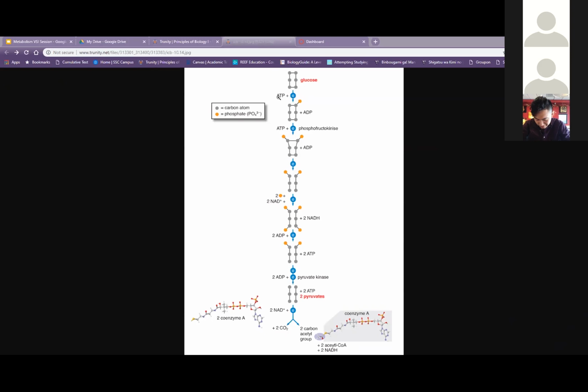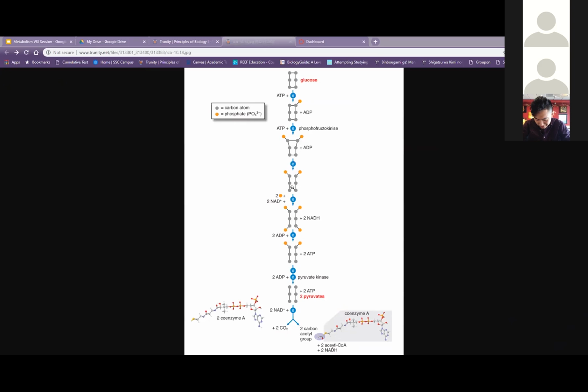As you can see here, 1 ATP is used to make the next intermediate, which is a 6-carbon molecule with a phosphate group attached to it, and the output is 1 ADP. In the next step, you use another ATP, and the enzyme PFK, we'll talk about it later, is basically responsible for homeostasis of your cell. The next intermediate is a 6-carbon molecule with 2 phosphate groups attached, and you make another ADP.